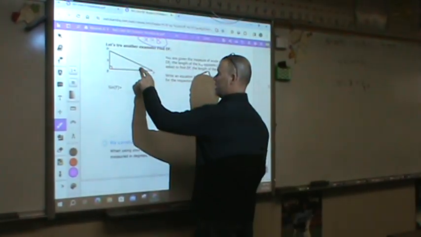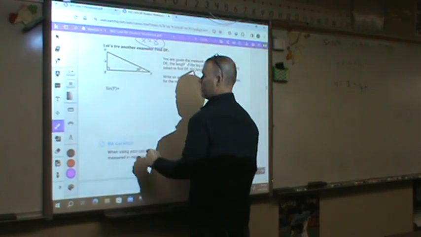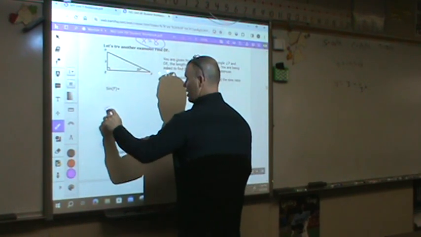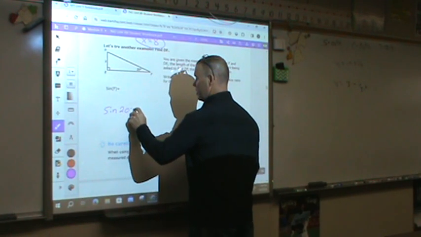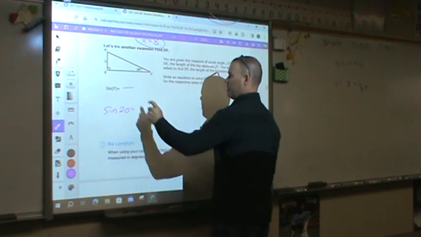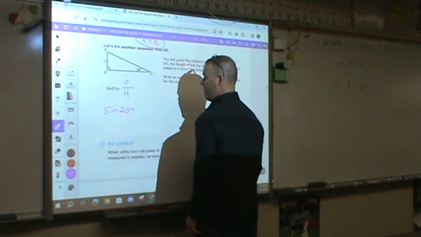We don't get so lucky in this one because it's 20 degrees. So the sine of 20 degrees, well, what's the sine ratio? The sine ratio is opposite over hypotenuse.